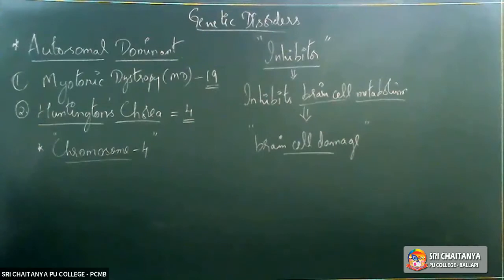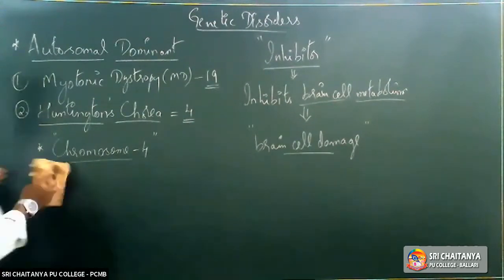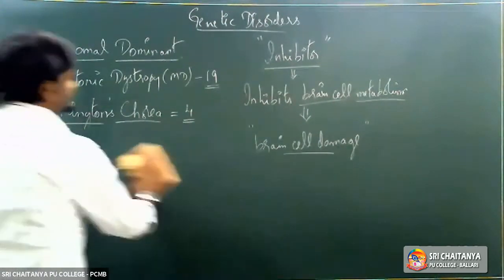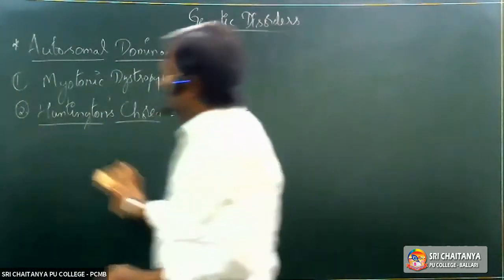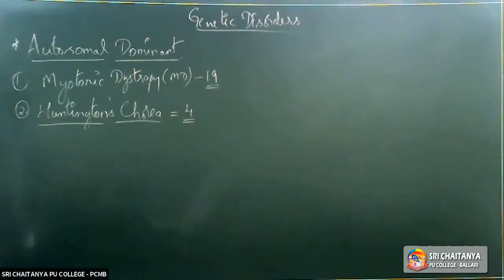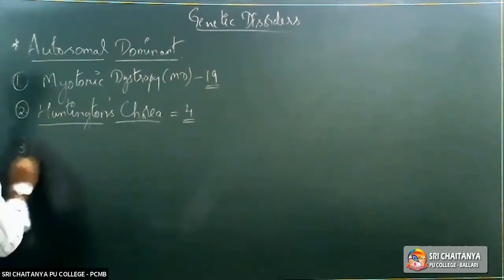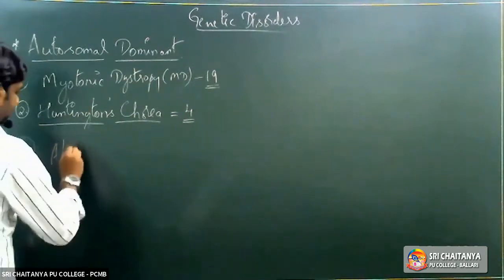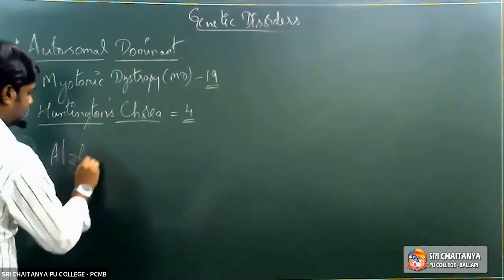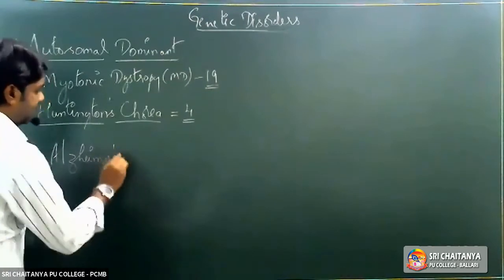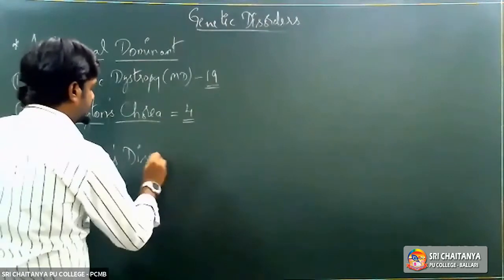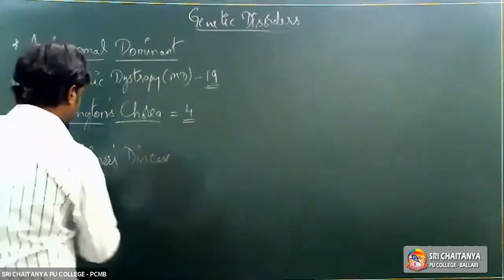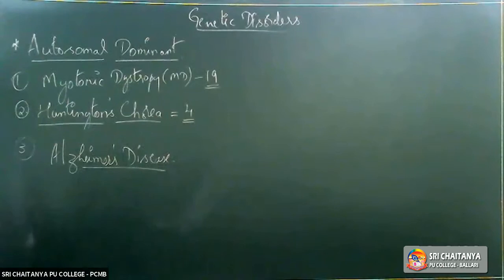So moving on to the third disorder. The third disorder is called Alzheimer's disease. I hope some of you would have heard of this disorder. Alzheimer's disease or Alzheimer's disorder. So this is the third disorder we have under the head autosomal dominant disorder.